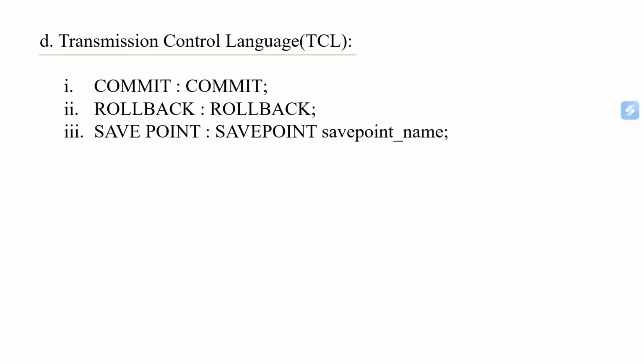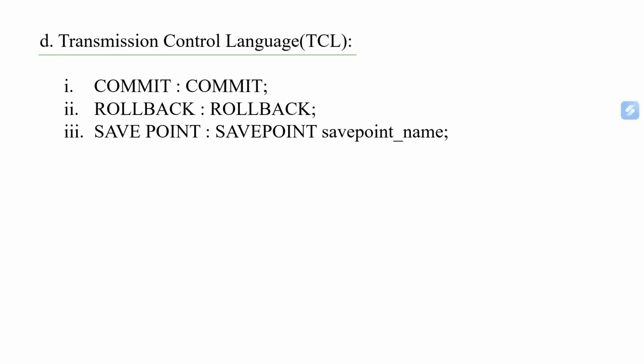Now let us look into the fourth language, which is transaction control language. It consists of a total of three commands, which are commit, rollback, and savepoint. The commit is used to save all the changes made during the transaction.